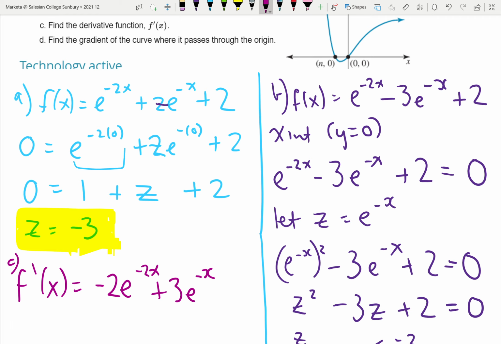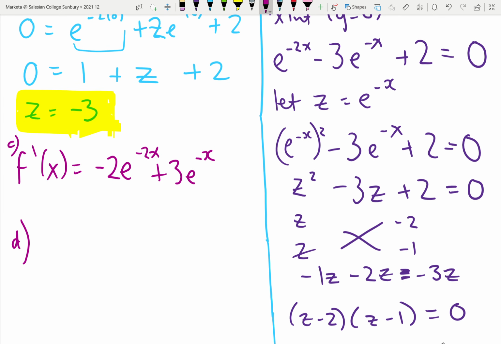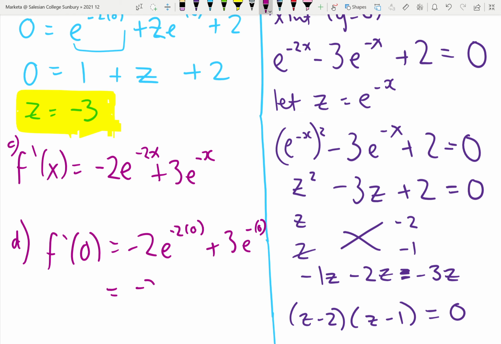And finally, find the gradient of the curve where it passes through the origin. So, well, again, we're just subbing in a 0, so f dash of 0 is going to be negative 2e to the negative 2 times 0 plus 3e to the negative 0, which is negative 2 times 1, which is negative 2, plus 3 times 1 is 3, so it equals 1. So the gradient at the origin is 1.